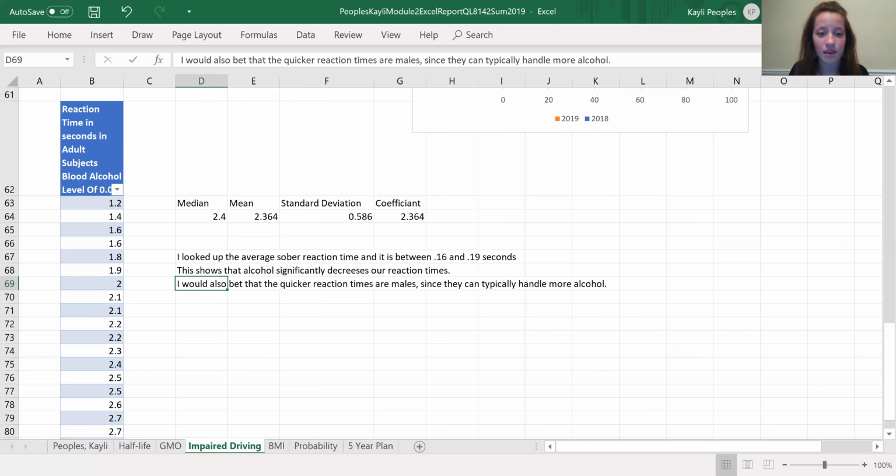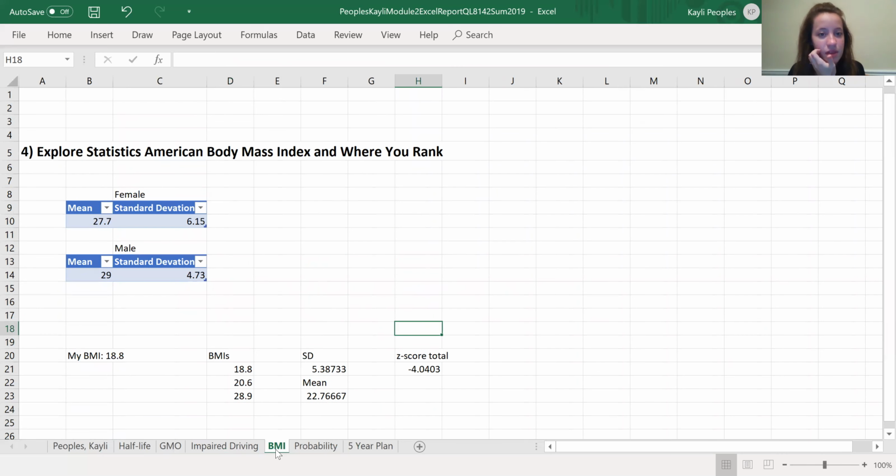Let's move on to BMI. So this is exploring statistics of American body mass index and where I rank. To start, I feel like a chotch because I couldn't find what percent of population is above and below my score, or where to find the numbers for the different standard deviations, and I'm honestly just very confused with the instructions on this portion, just this portion. The other ones made sense.